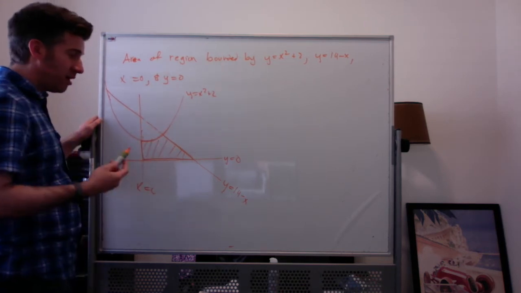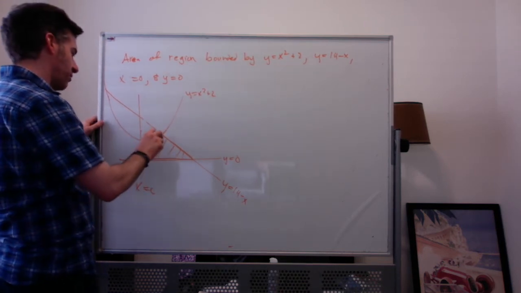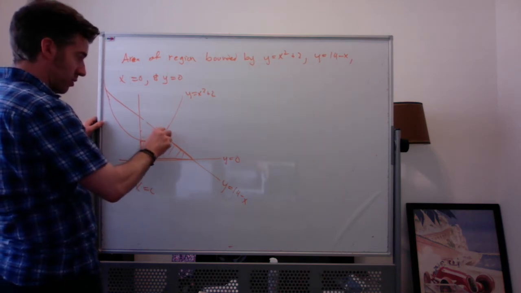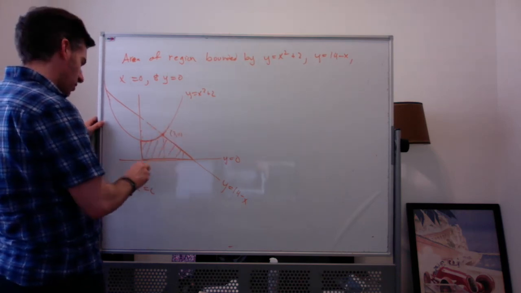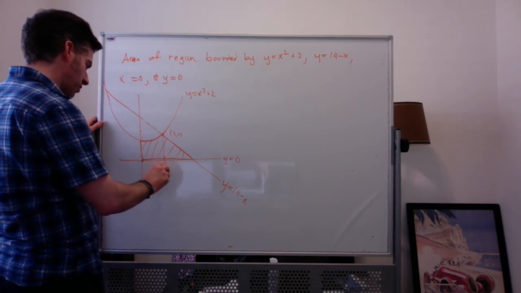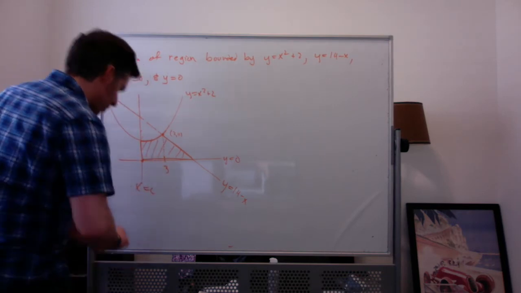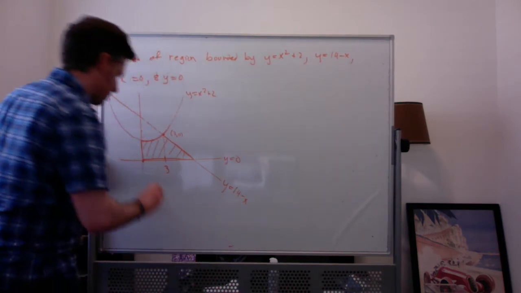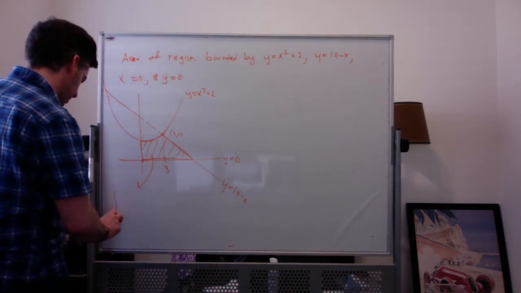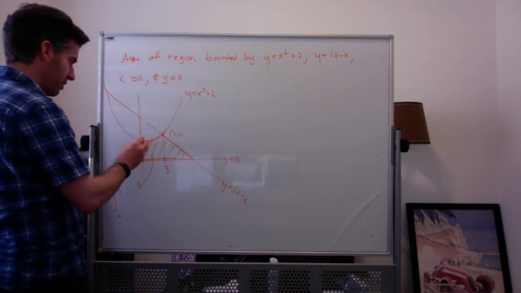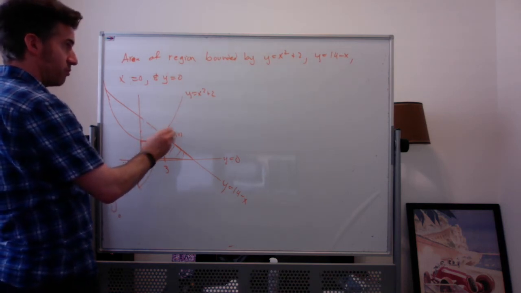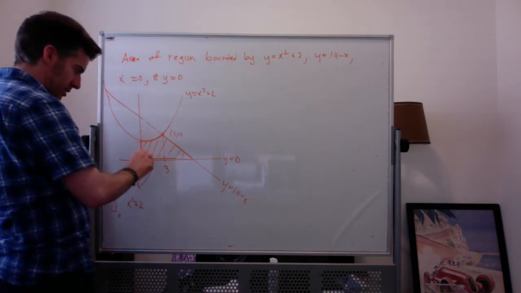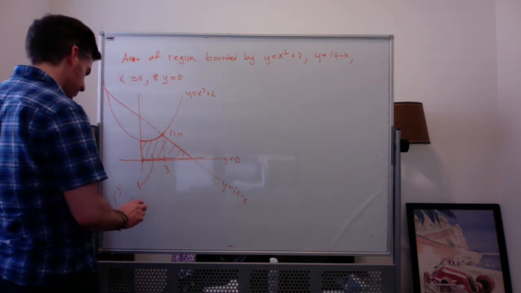And the thing that's going to suck about this problem is we're actually going to have to break it up into two integrals. We know this point was 3 comma 11. We're going to have to do the integral from 0 to 3. So this area here is going to be the integral from 0 to 3 of this parabola function, x squared plus 2, minus 0, because that's the bottom function.